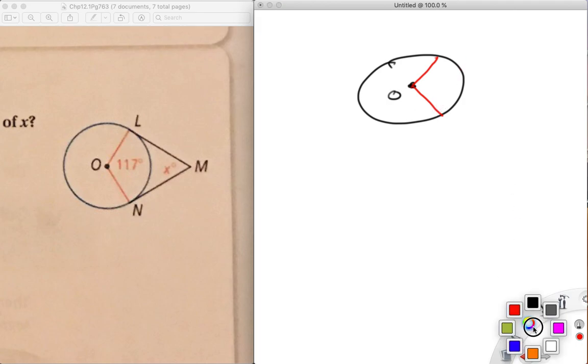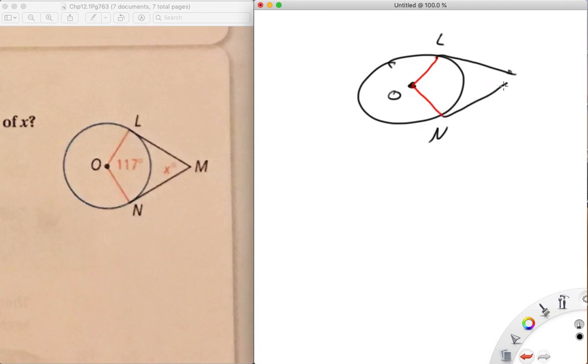And they hit at point L and point N respectively. And they come out here and they come out to a point out here, and that's M. Alright. They have this at 117. They want to know what this guy is.